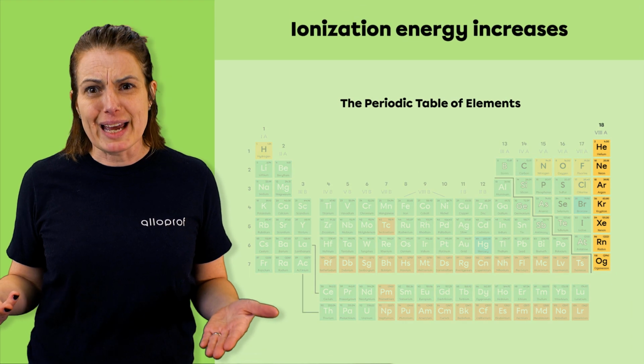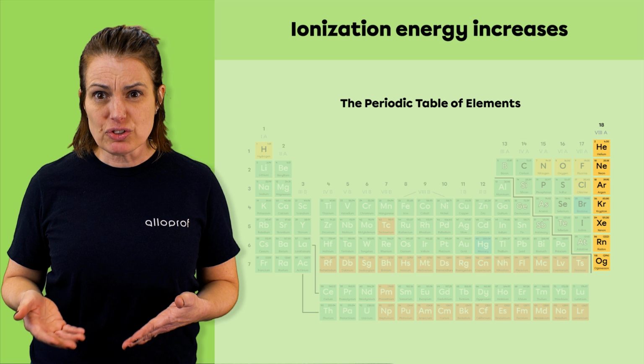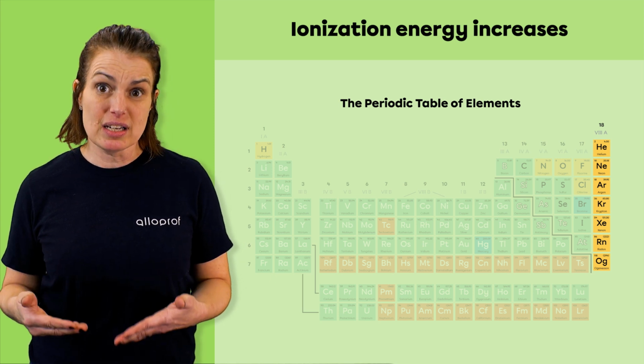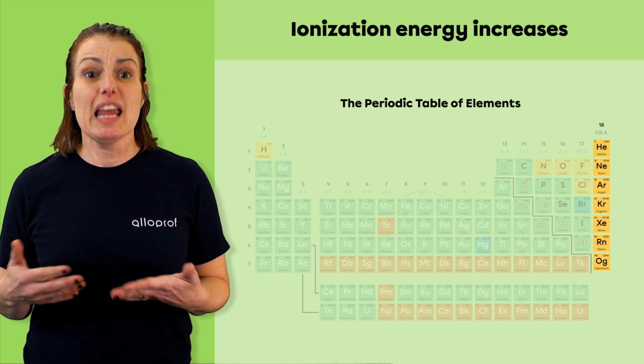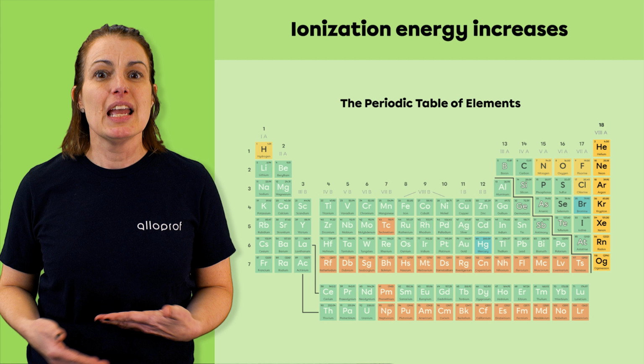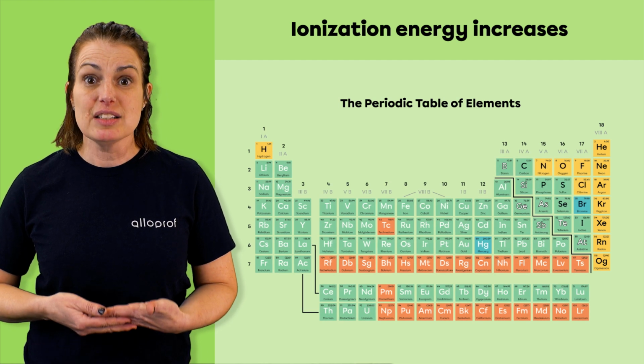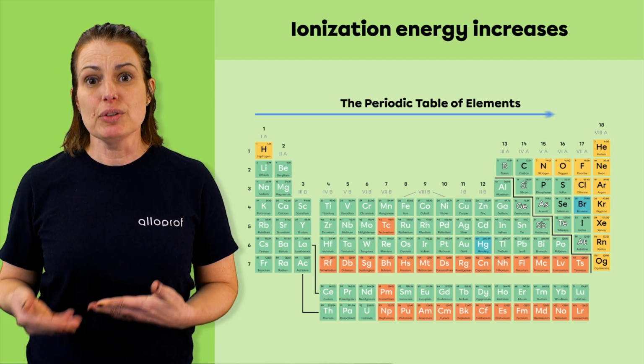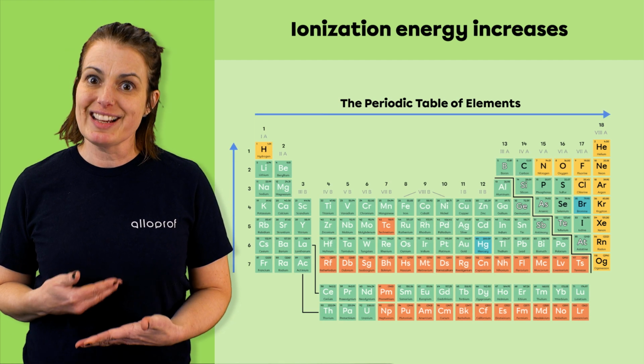But what about noble gases? Although they have no electronegativity, they still have an ionization energy because electrons can be stripped from them. In the periodic table, the ionization energy increases from left to right and from bottom to top, just like electronegativity.